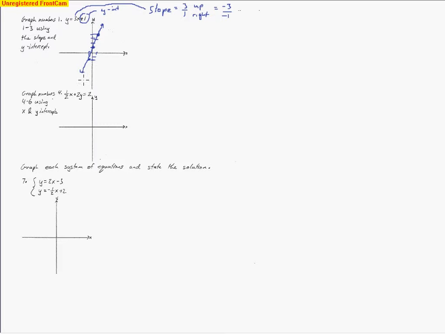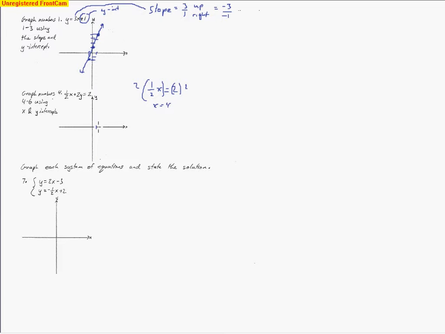The next one asks us to graph using xy intercepts. So when I'm doing that, I'm setting one of the variables equal to 0. Here I'm going to find the x-intercept, so I'm setting y equal to 0. I solve by multiplying by the reciprocal, and I end up with x equals 4.